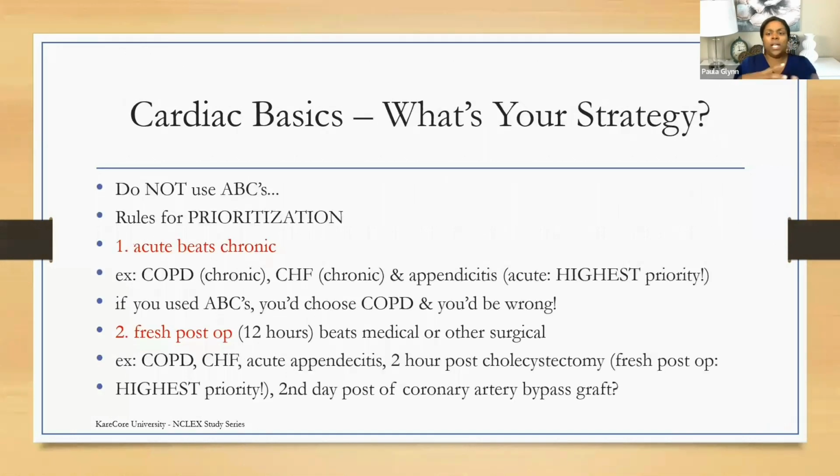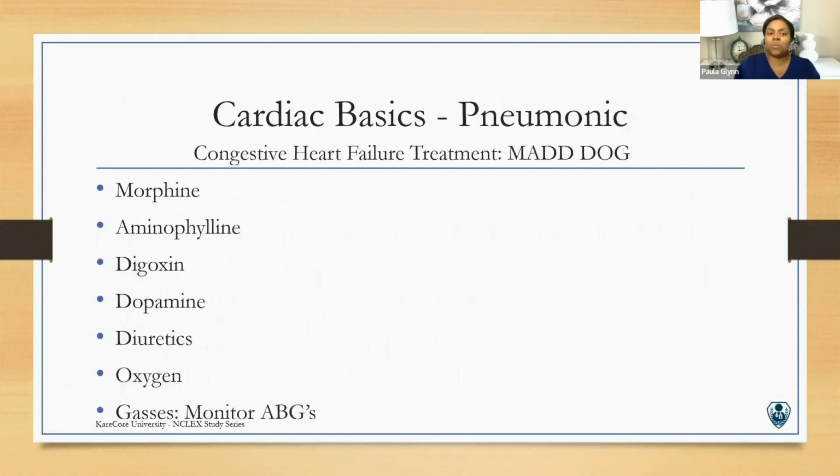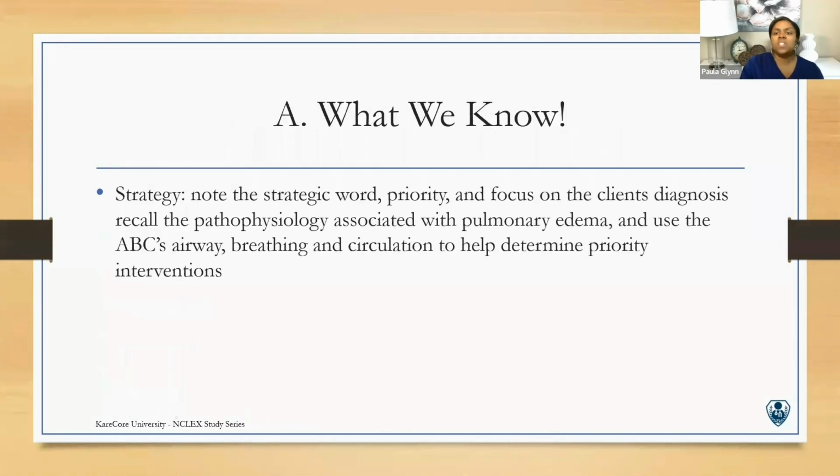So let's talk about what things. We talked about a strategy and what that looks like. Let's talk about some mnemonics that we think about when we think about congestive heart failure treatment. The mnemonic that I always like to share is the MAD DOG: Morphine, Aminophylline, Digoxin, Dopamine, Diuretics, Oxygen, and then Gases, monitor blood gases. Those are things that we want to think about when we're treating someone with congestive heart failure.